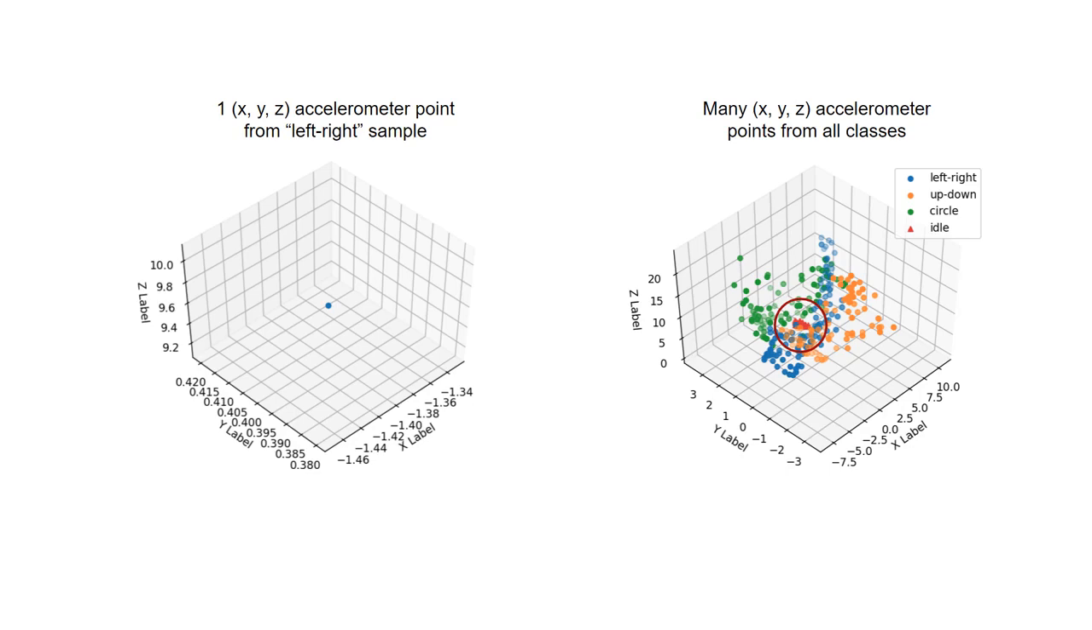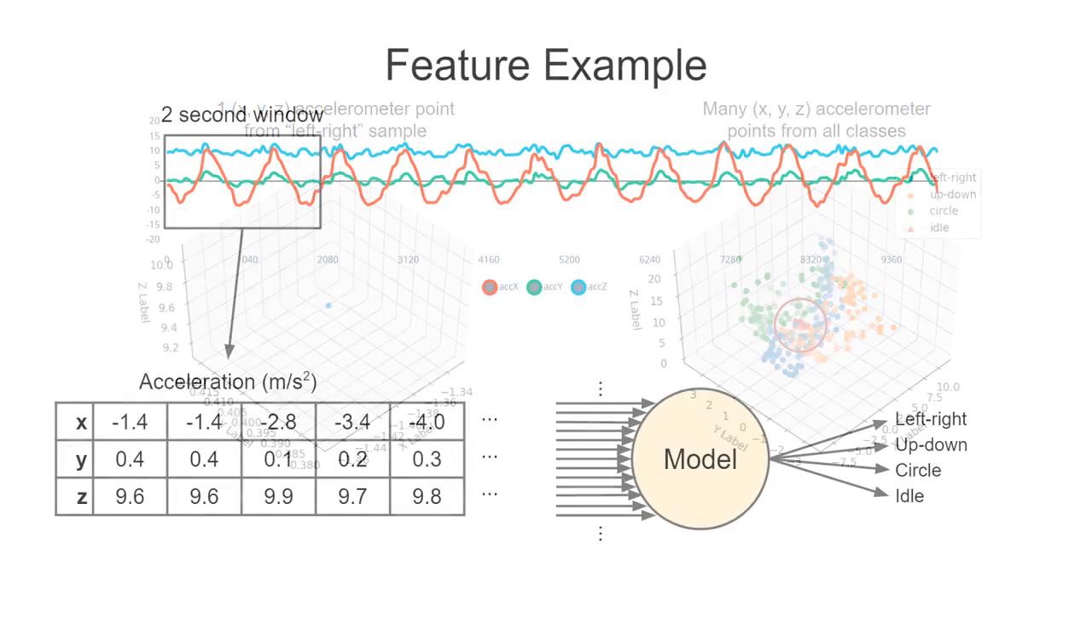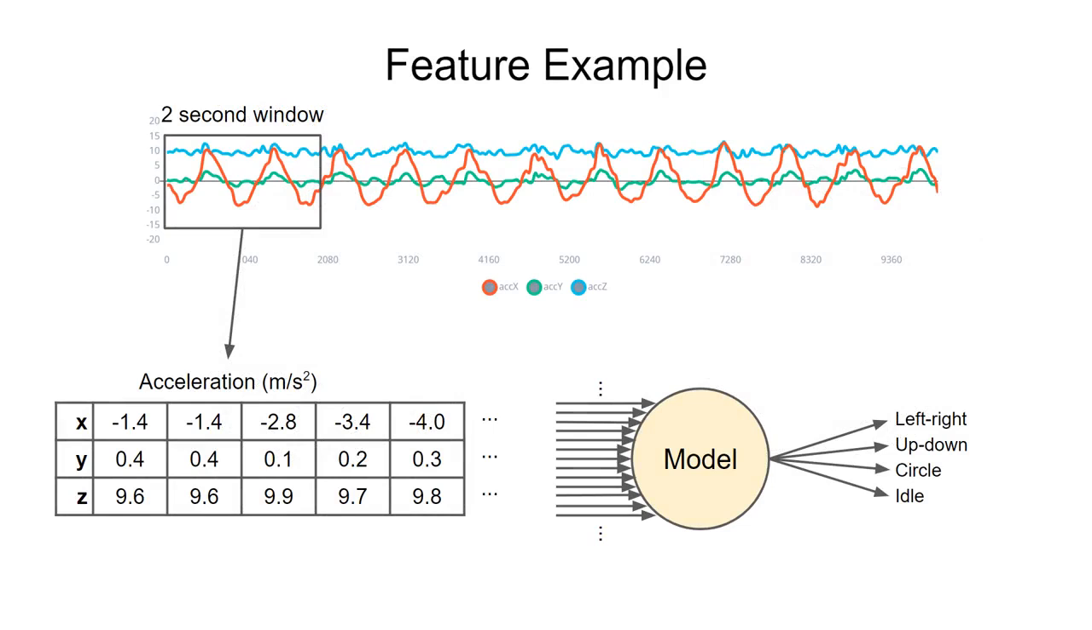One way to fix this is to use the points in a longer window of time as inputs. Let's make our window long enough to capture 1 or 2 cycles of the movement, which would be about 2 seconds in each axis. With a sampling rate of 62.5 Hertz, that gives us 125 samples for each axis. So in total, that's 375 data points being fed into the machine learning model.